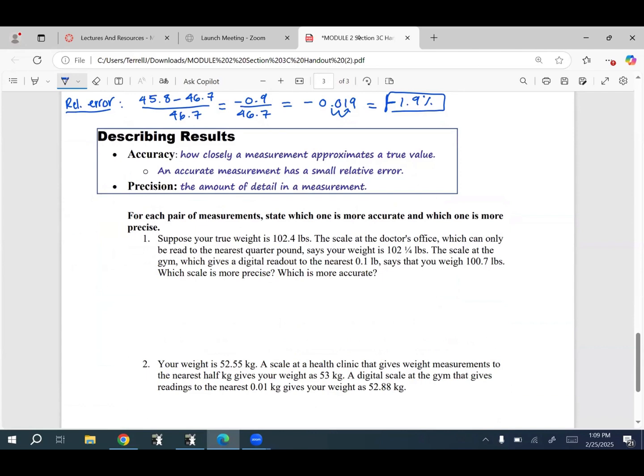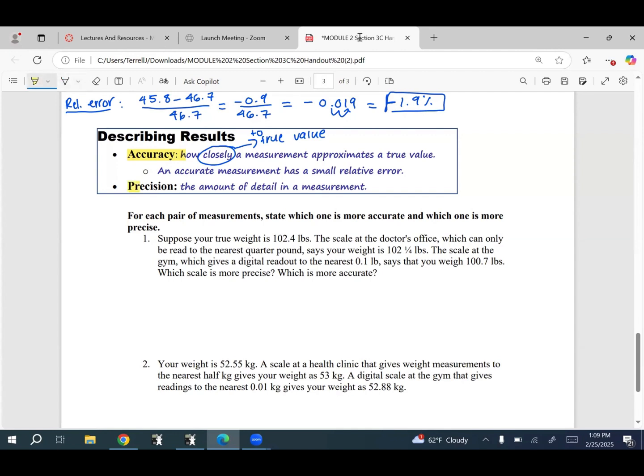The last thing I want to talk about today is when we have results, we can identify if they're accurate and precise. And so I want to talk about what that means. If something is accurate or has accuracy, you're looking for how closely a measurement approximates to the true value. So really, I'm looking at how close it is to the true value. That's all you're looking at when you're saying something is accurate. It is very close to the true value.